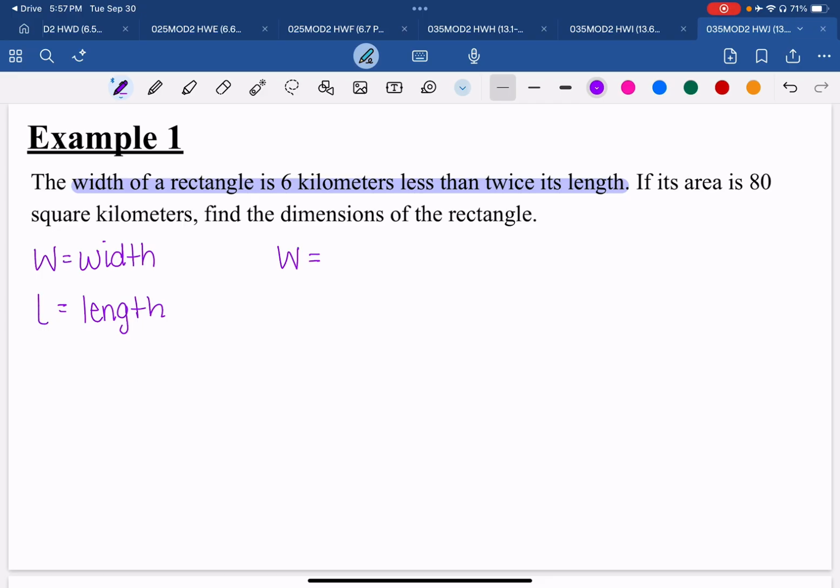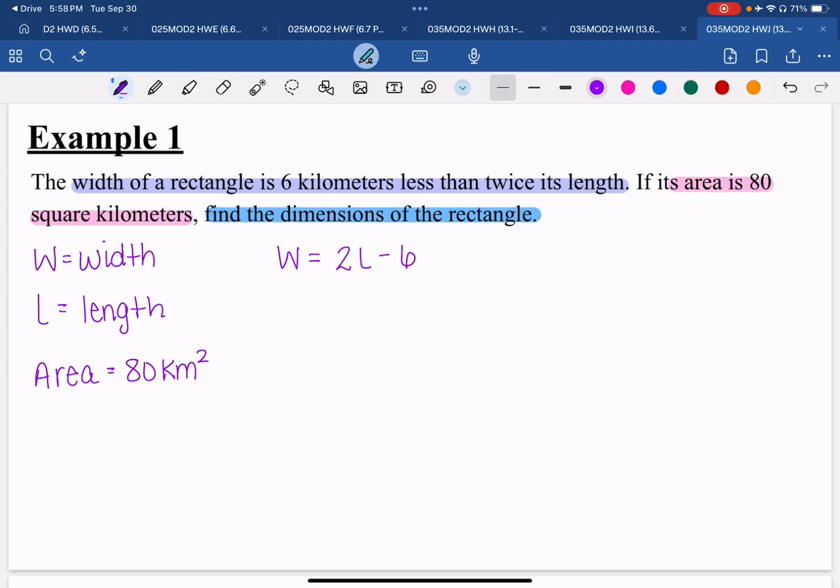And it says that the width is 6 kilometers less than twice its length. So remember, less than means we had to switch that order. So 2 twice the length, 6 less. Okay, so I've got one equation. If its area is 80 square kilometers, okay, so we'll say area is 80 kilometers squared. We're trying to find the dimensions, right? That means we need to find the length and the width.